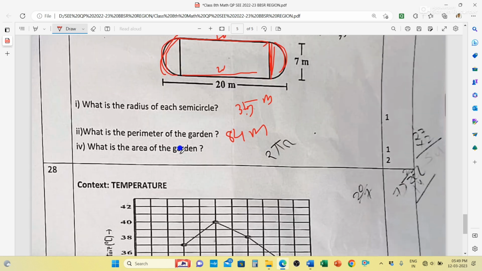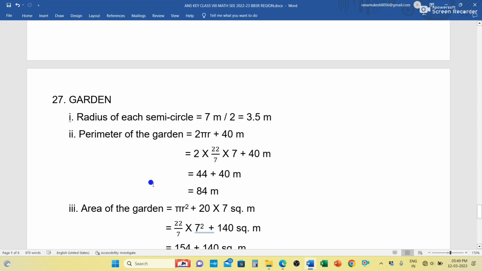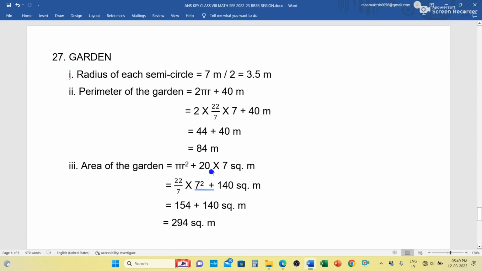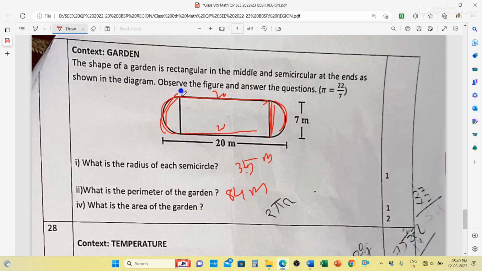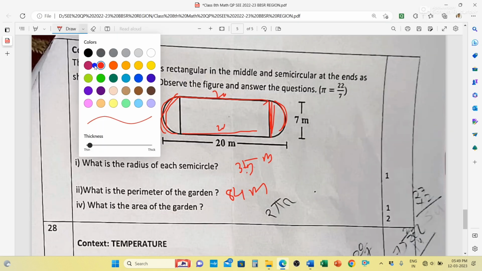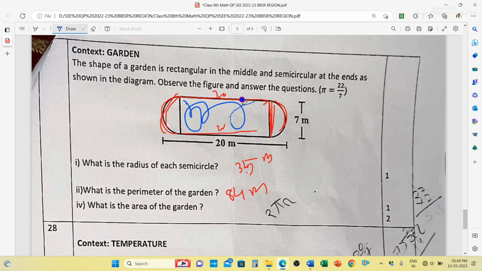Okay. What is the area of the garden? Area of the garden equals pi r square plus 20 into 7 square meters. Why? Area of this rectangular portion equals length into breadth. Length is 20, multiplied by breadth, which is 7. So 20 into 7 is 140.